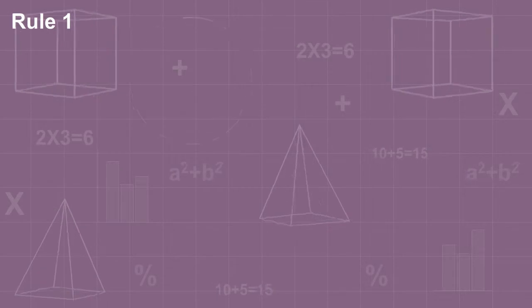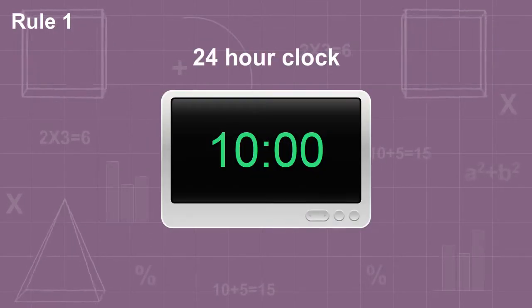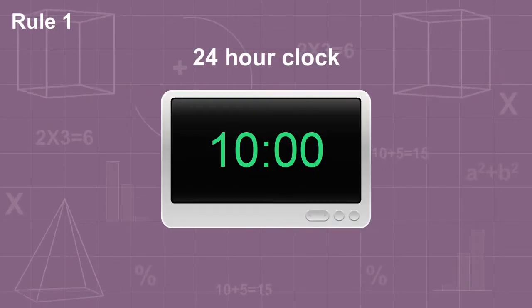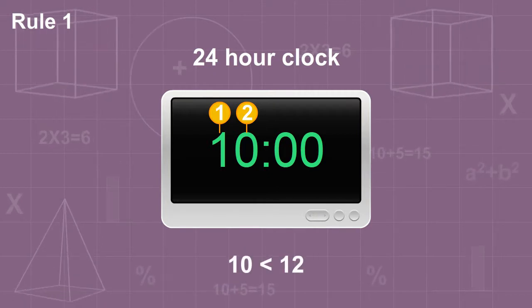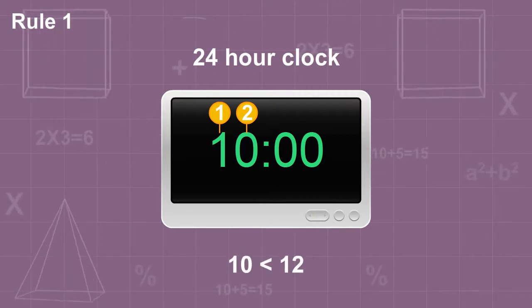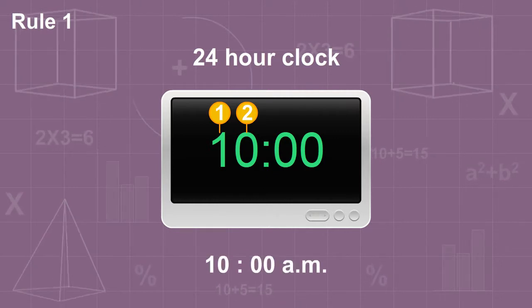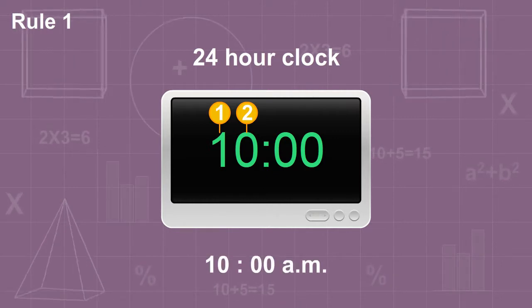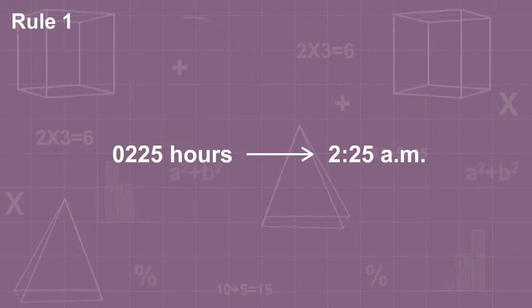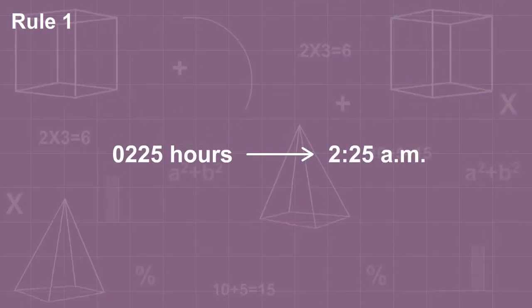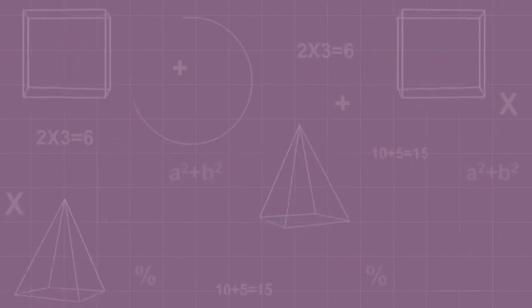Rule 1. In a 24-hour clock time, if the number formed from the first 2 digits is less than 12, then it tells the number of hours before noon. Here, AM is used with time. For example, 0225 hours means 2:25 AM.